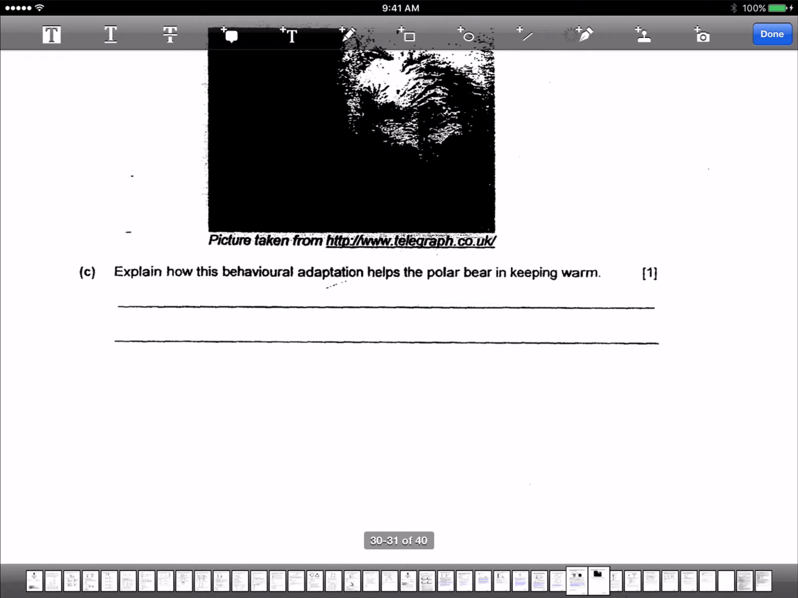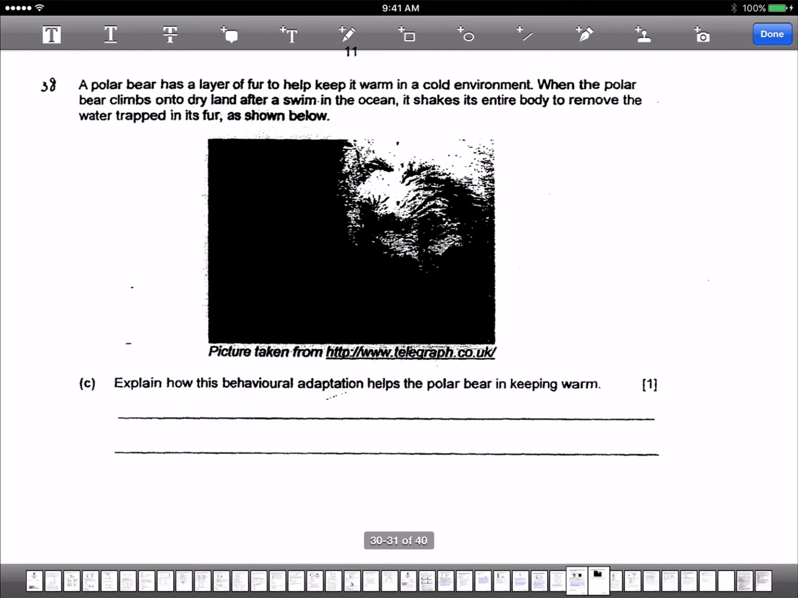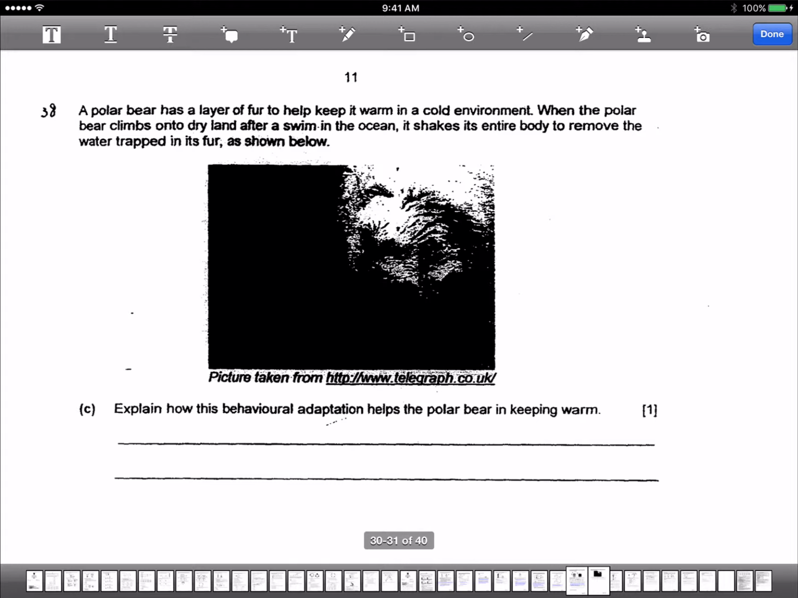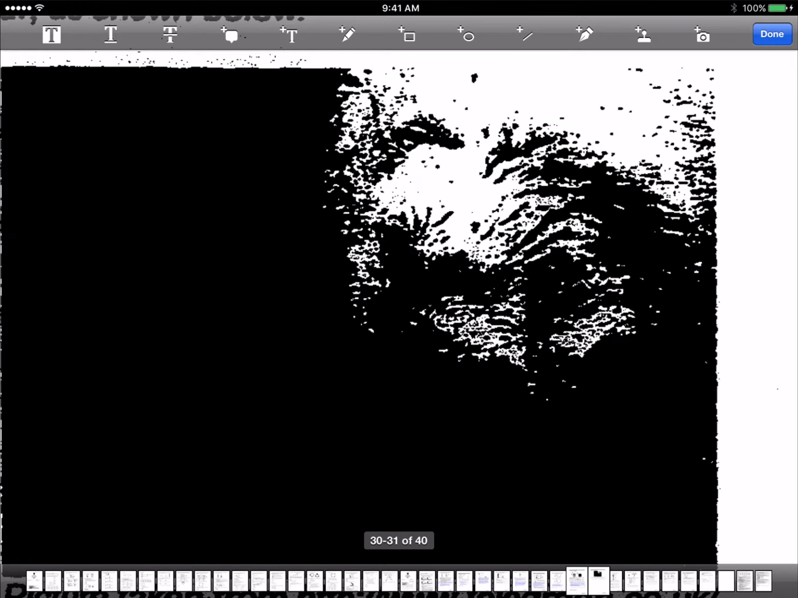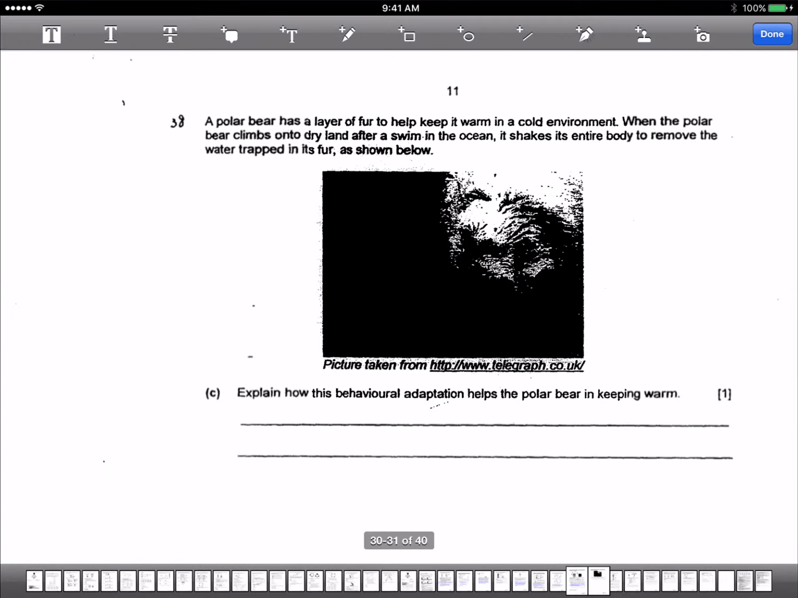So explain how this behavior helps the polar bear in keeping warm. Wow, we just see one black patch of stuff. One guy's face. You look like one guy's. Who? Doesn't look like anything to me.